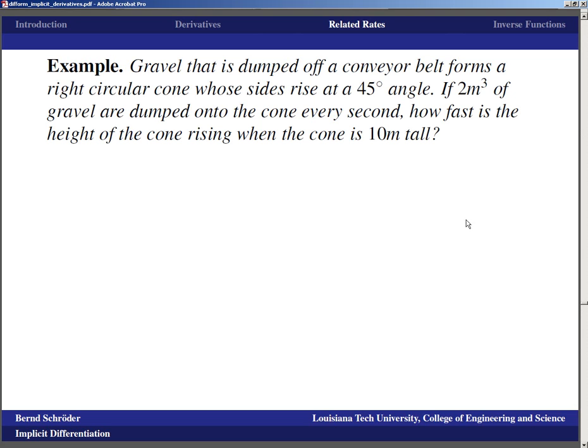Gravel is dumped off a conveyor belt and forms a right circular cone whose sides rise at a 45-degree angle. And if 2 cubic meters of gravel are dumped onto the cone every second, we want to know how fast the height of the cone increases when the cone is 10 meters tall. That sounds like one of those problems where it doesn't seem we have enough information, but we actually do. Let's first take a look at what a cone looks like. Here it is, right? And then here would be the radius, and here would be the height.